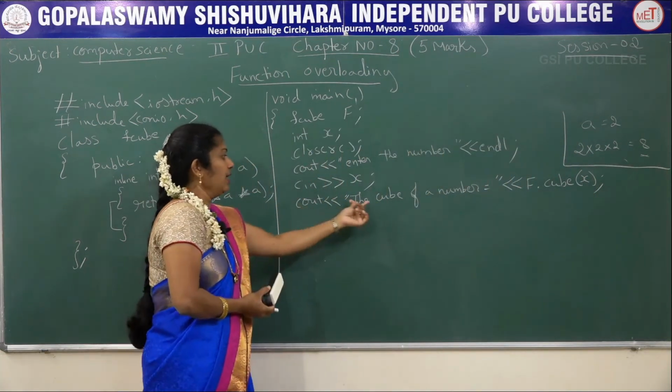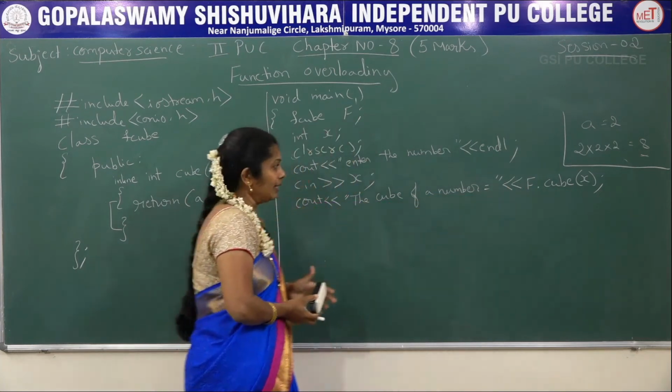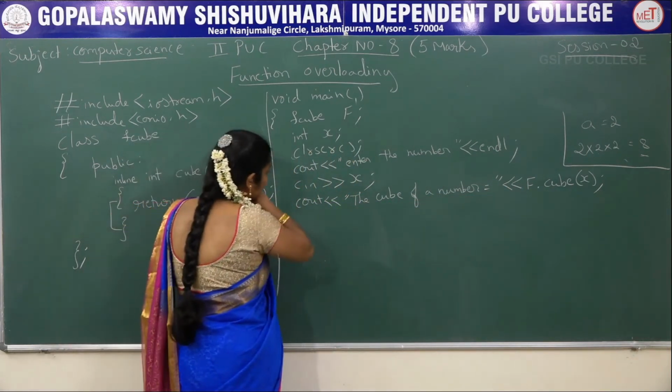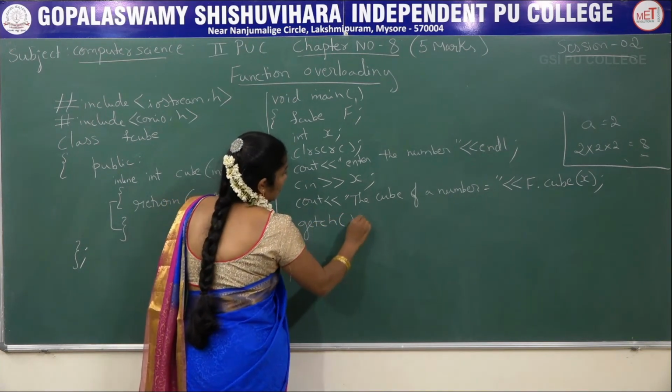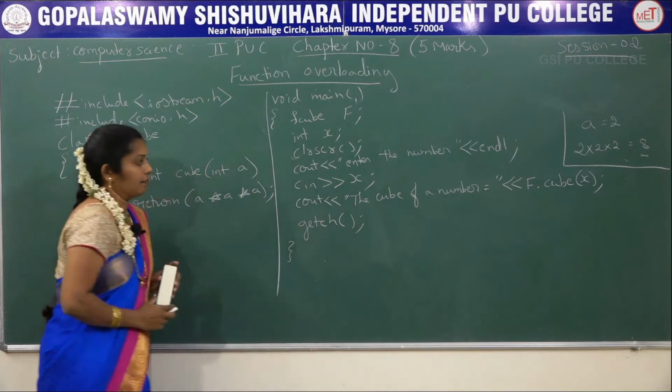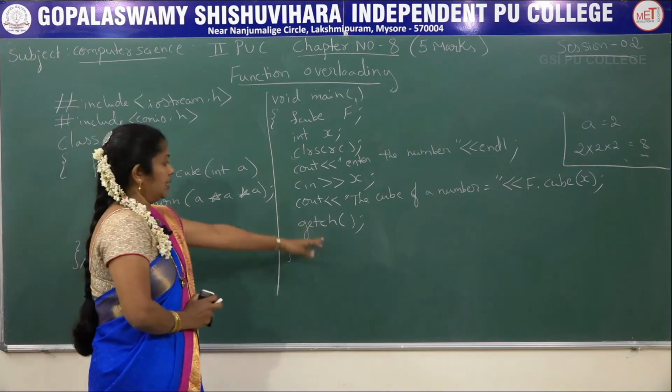Then what will it display? The cube of a given number equals f dot cube, inside the bracket x. Then what is the next thing? Getch, close the main program. Let's close the main program.